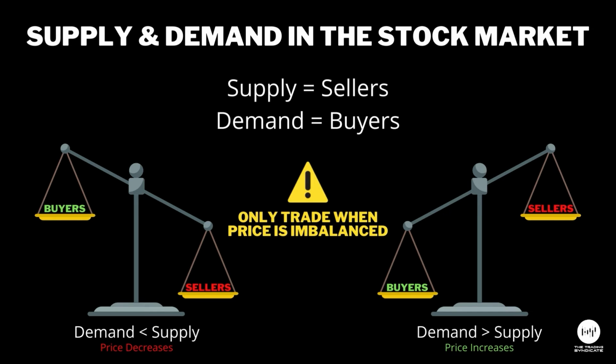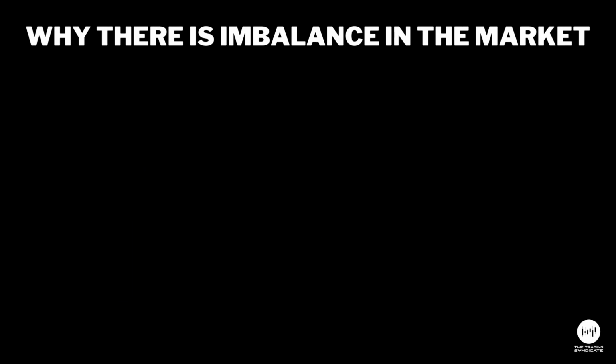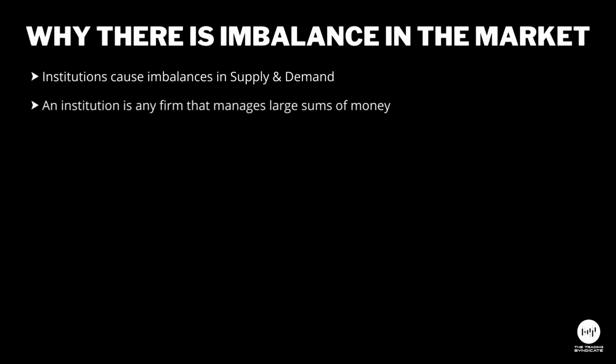You only really want to trade when there are imbalances, as this is when price will be moving upward or downward. Now, you may be wondering where these imbalances come from. Well, they actually occur due to institutions. Institutions are firms that manage large sums of money, such as hedge funds, banks, investment firms, and so on. Pretty much any large company that trades large amounts of money can be considered an institution.